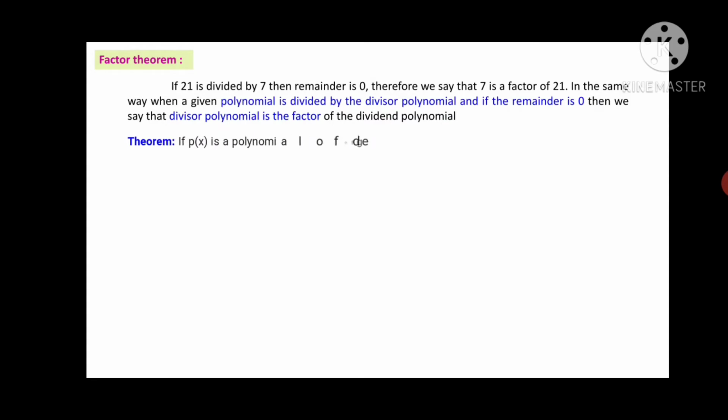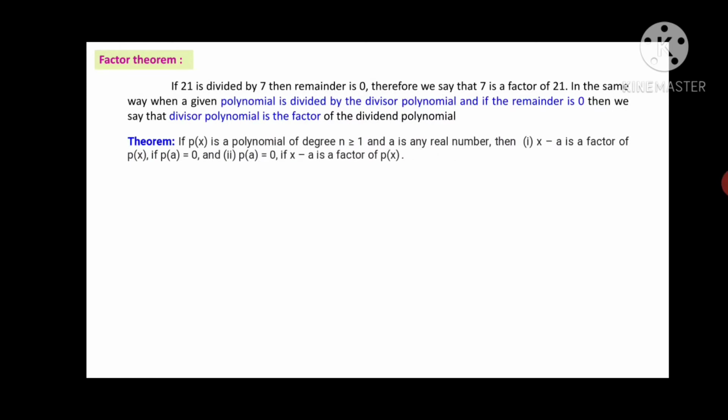Friends, the statement of this theorem is like this: if p of x is a polynomial of degree n greater than or equal to 1 and a is any real number, then first, x minus a is a factor of p of x if p of a is equal to 0, and second, p of a is equal to 0 if x minus a is a factor of p of x. Let us prove this.